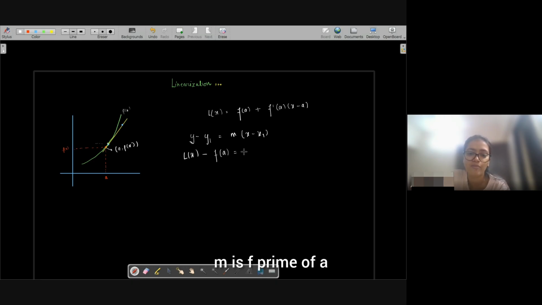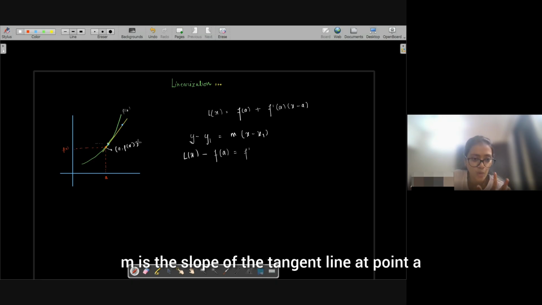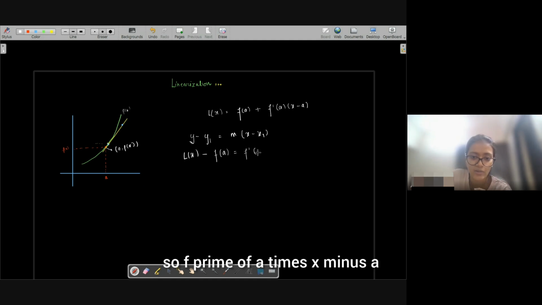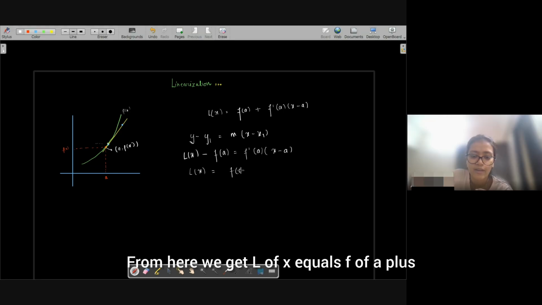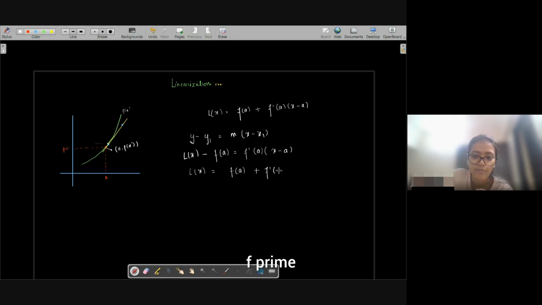M is f prime of a. M is the slope of the tangent line at point a. So f prime of a times x minus a. So from here we get L of x equals f of a plus f prime of a times x minus a.